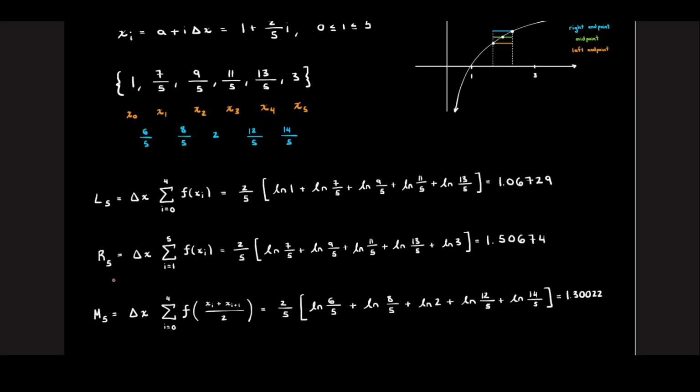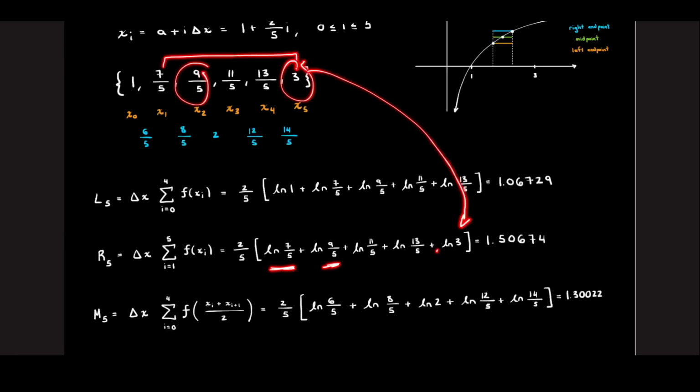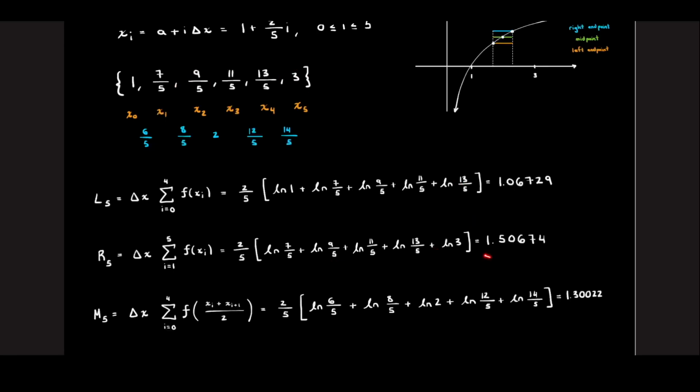Similarly, for the right endpoint approximation, we take the width and we multiply by the sum of the function values evaluated at the right endpoints. This time we're going to evaluate the function at these endpoints. So the first number is natural log of 7/5 plus natural log of 9/5, and so on and so forth, all the way up to natural log of 3, which is going to be the height of the last rectangle. Now you put this in your calculator and you get about 1.5.